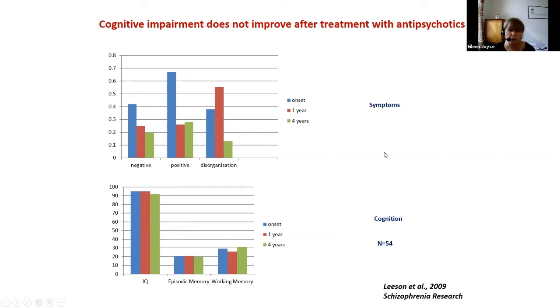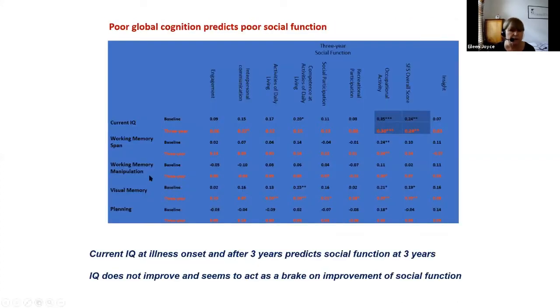So this shows us that although symptoms can improve with treatment, cognition is impaired at the onset of the illness and doesn't improve. So cognition is not a reflection of symptoms, it seems to be an independent factor. We also know that poor global cognition will predict poor social function.